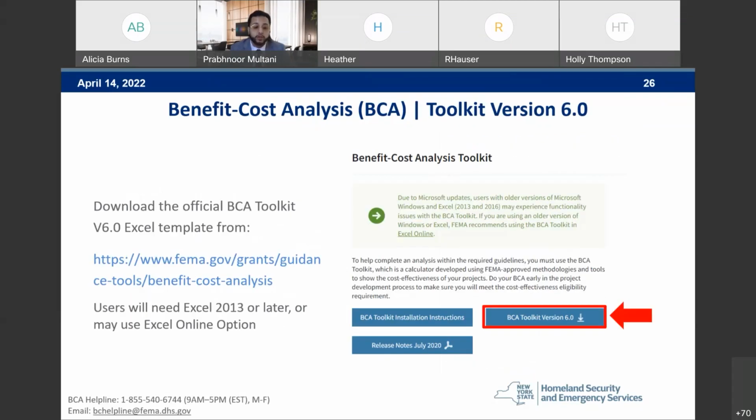You can download the BCA Toolkit v6.0 Excel template directly from FEMA's website. The link is provided there. You will need Excel 2013 or later. If you are having issues with the desktop version, you may use the Excel Online option. On the right-hand side of the screen, you'll be able to see what the web page looks like. The box outlined in red is the button you click to download the Excel template. Next slide, please.